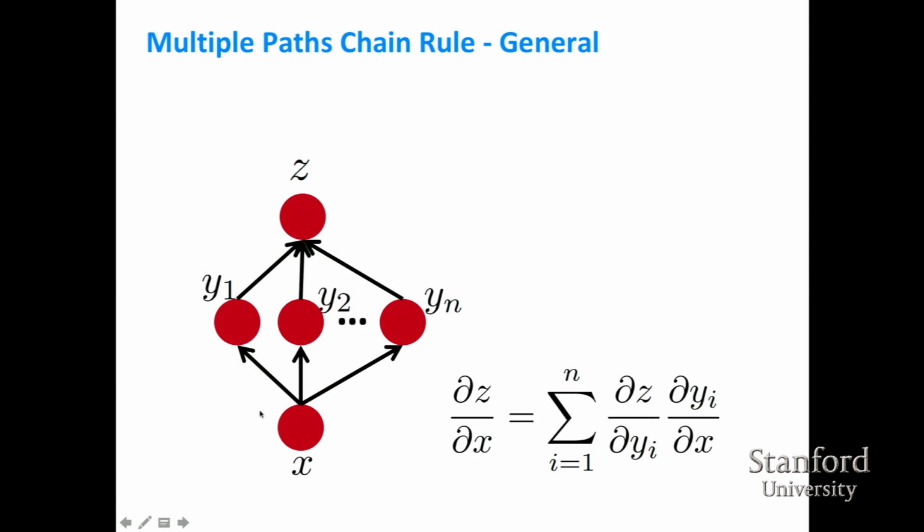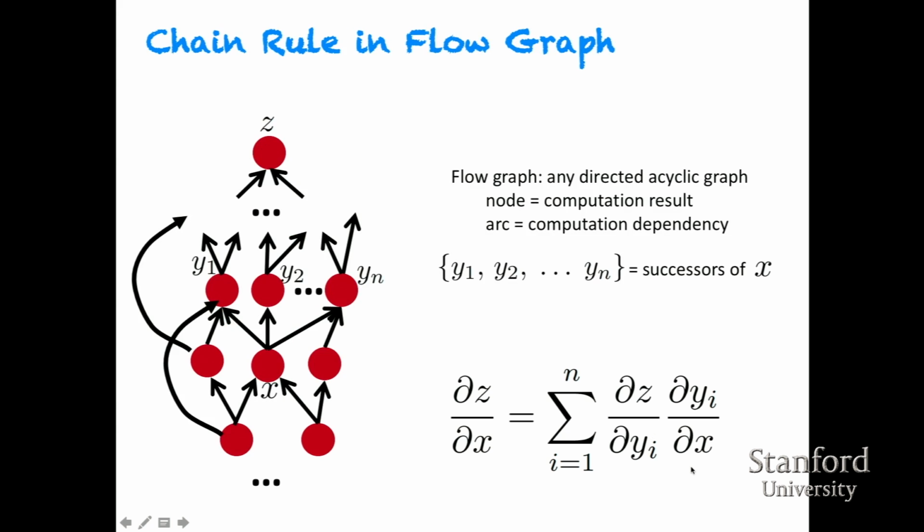And in general, if x goes through multiple different elements in your flow graph, you just sum up all the partials this way. And so this is another interpretation, much more high level, without defining exactly what kinds of computation you have here at each node. But in general, you can define these kinds of flow graphs. And each node is some kind of computational result. And each arc here is some kind of dependency. So in order to compute this, you needed this.